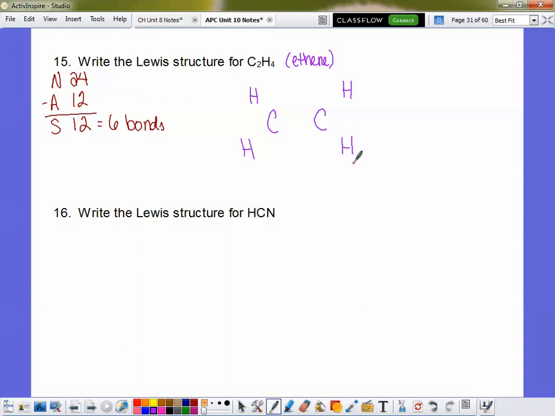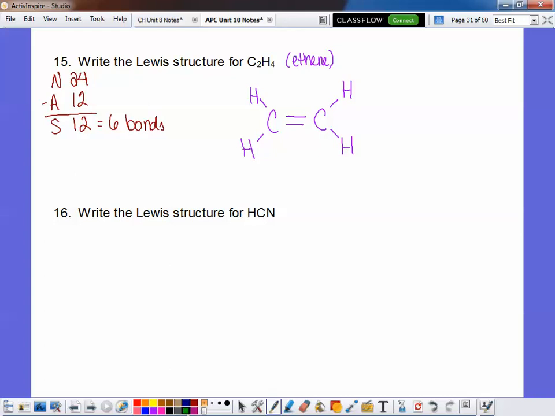Now, hydrogen can only make single bonds. Let's go ahead and take care of those single bonds with the hydrogens. And now, I've used 1, 2, 3, 4 of my 6 bonds. My remaining 2 bonds are going to be a double bond between the 2 carbons. And everyone's happy there. Both carbons have 8 electrons around them. They have 4 bonds. All the hydrogens have a single bond. So we're good. We're done.